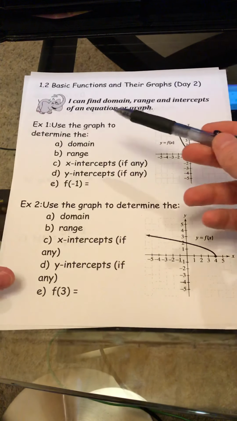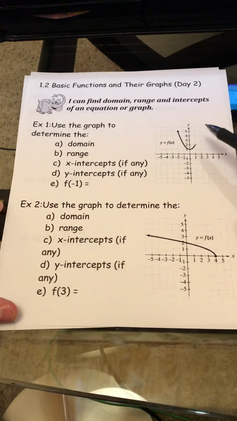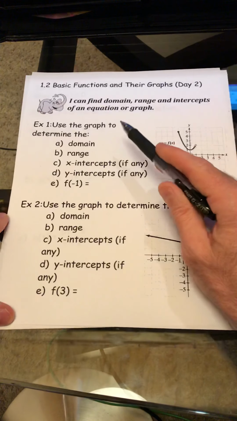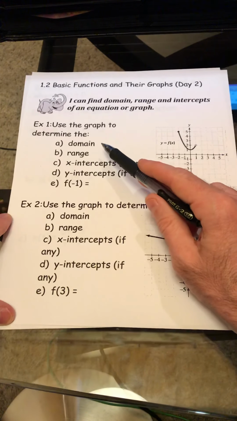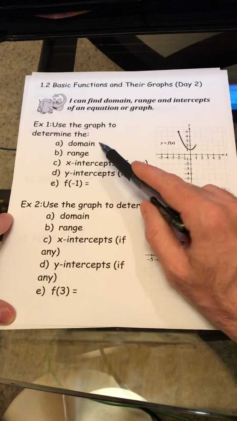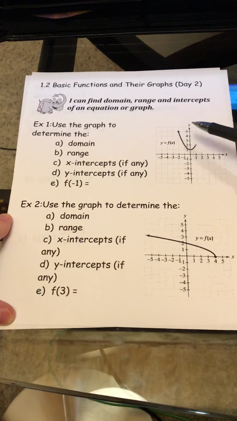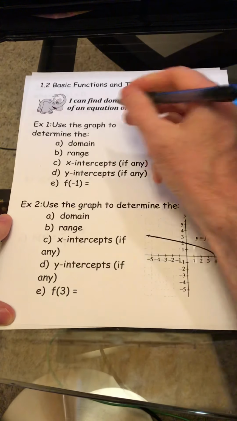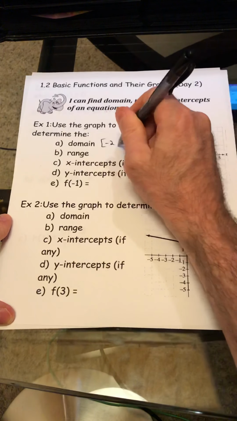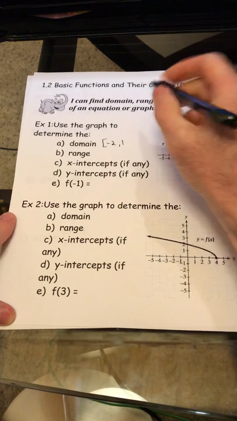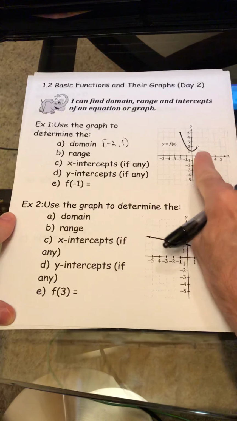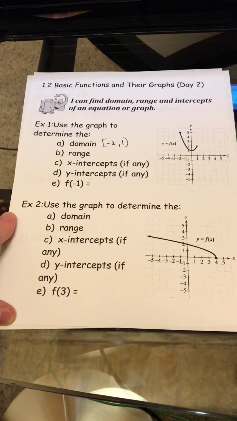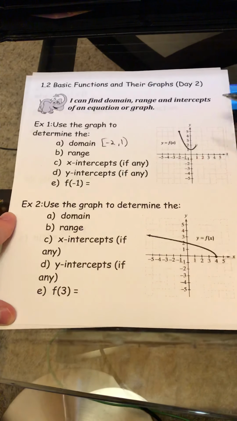So, first example here, we have a graph, and we're going to use that for several different questions. First off, use the graph to determine the domain. Again, domain is the x values, so it starts at -2 and as you go to the right, stops at 1. The main thing you have to watch is that the open dot means we do not include that value, so parenthesis around the 1.